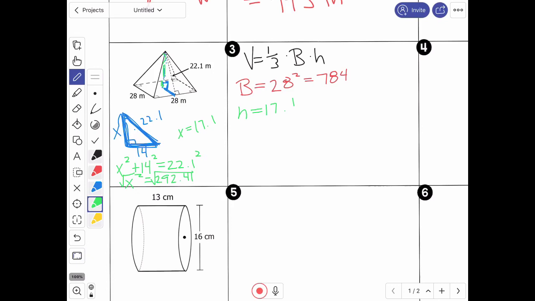So now I have everything to plug in for my volume of 1/3 times 784 times 17.1. And that volume turns out to be 4,468.8, and then we're in meters cubed.